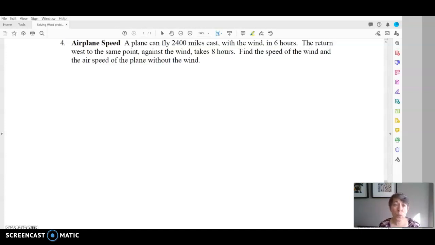So in this example, we have the airspeed of a plane that can fly 2,400 miles east with the wind, okay, so that is an important piece right there, with the wind in 6 hours. And the return west to the same point, so that means the distance is the same, against the wind takes 8 hours. So it takes longer because it was slowed down by the wind. So we want to find the speed of the wind and the speed of the airplane without the wind. So think of that like the cruise control setting.